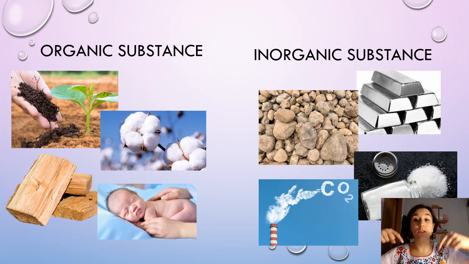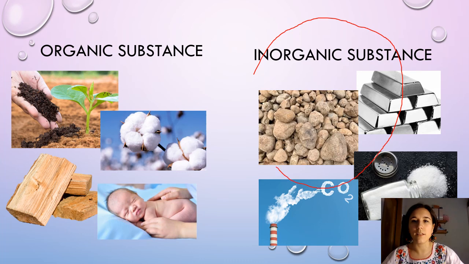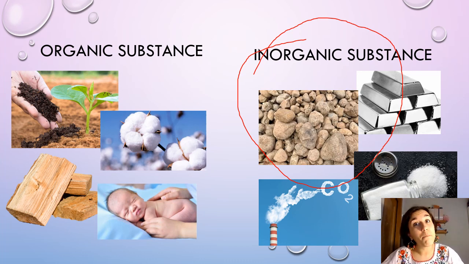Now, in this unit of social science, we are going to start studying inorganic substance. That is, all our unit is about inorganic substance. Inorganic substance is the salt, for example, the sal that you have in the food, the silver and other metals, the carbon dioxide, if you remember from the plants, the carbon dioxide is an inorganic substance, and the rocks.